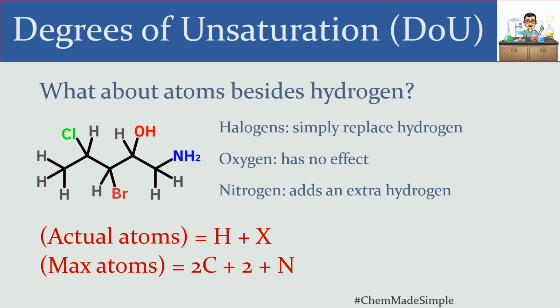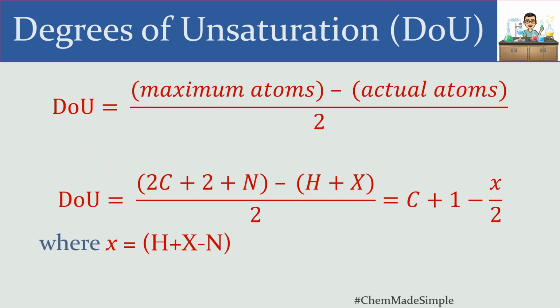So now we're going to take those two things together. We have the actual number of atoms, we have the theoretical maximum number of atoms, and our degrees of unsaturation is going to be the maximum number of atoms minus the actual, divided by 2. And if I put that together, here's what I get. The maximum number of atoms is 2 times carbon plus 2 plus the number of nitrogens, and the actual atoms is going to be the hydrogens plus the halogens. So that's a really clunky equation. To simplify, if you do the algebra and divide by 2, the formula condenses down to carbons plus 1 minus x over 2. And I'm using this variable x as a stand-in for the hydrogens plus the halogens minus the nitrogens.